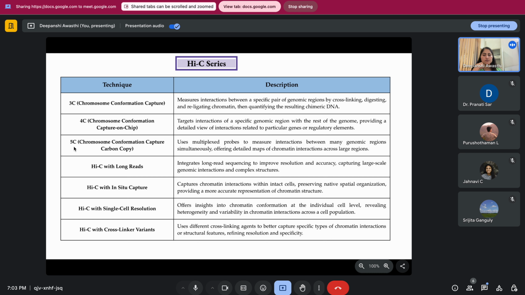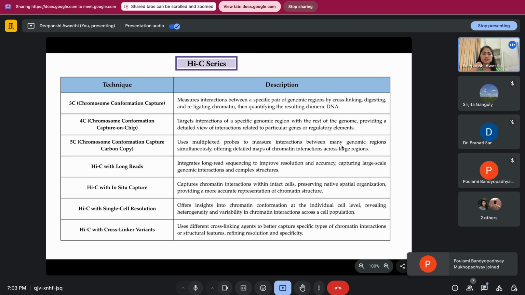Then comes 5C, which is the chromosome conformation capture, carbon copy. So it is used when you are going for multiplex probes to measure the interactions between many genomic regions simultaneously, offering a detailed map of chromatin interactions across larger regions. So when I am focusing on the entire genomic region and I am having multiple samples, in that case I will go for 5C.